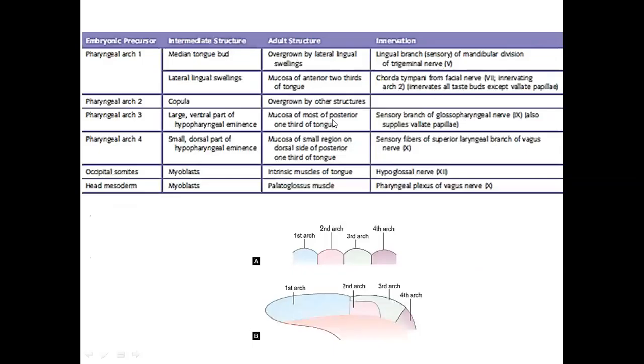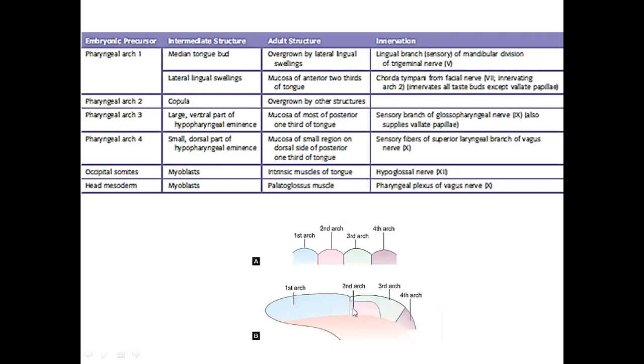So to summarize the development of the tongue, the first pharyngeal arch contributes the two lateral lingual swellings and one median lingual swelling. The median tongue bud is overgrown by the lateral lingual swellings, which contribute to the formation of the anterior two-thirds of the tongue. That is why the nerve supply for general sensation is carried by the lingual branch of the mandibular nerve, and the taste sensation by the pretrematic branch, that is the chorda tympani.